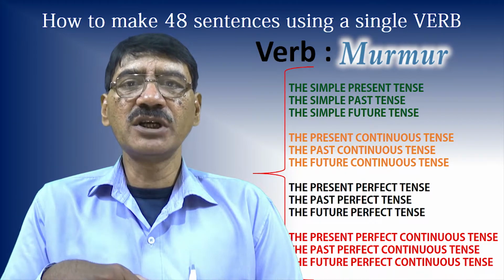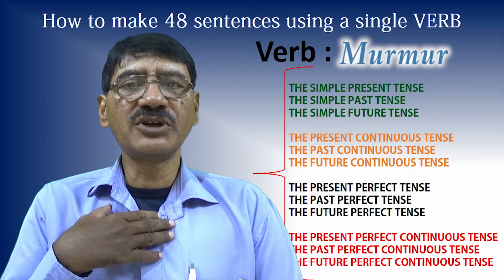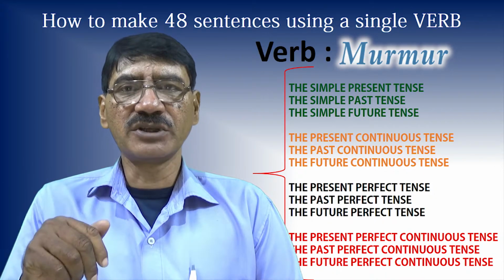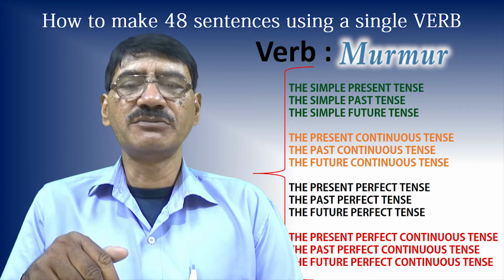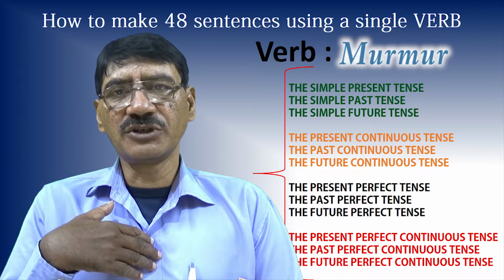You have been murmuring a lot. You haven't been murmuring a lot. Have I been murmuring a lot? Haven't I been murmuring a lot? You had been murmuring a lot. You hadn't been murmuring a lot. Had I been murmuring a lot? Hadn't I been murmuring a lot?